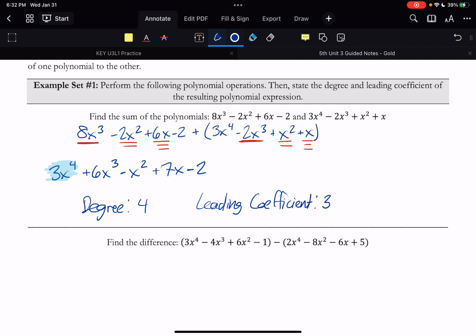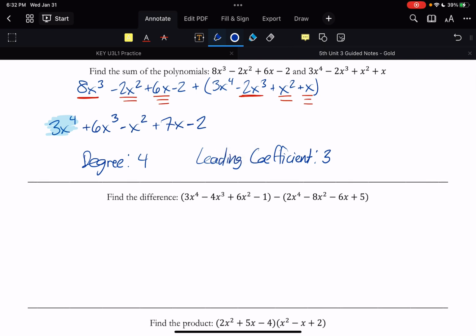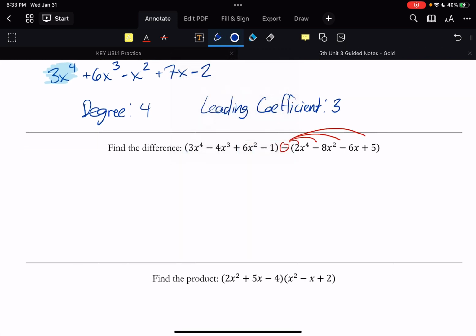So that is how we add polynomials. So finding the difference, subtracting is not any different. The only thing is, again, we're now subtracting. So we have to worry about distributing this negative to each term of whatever polynomial expression is being subtracted. So when I distribute that negative, I get 3x to the 4th minus 4x cubed plus 6x squared minus 1 minus 2x to the 4th plus 8x squared plus 6x minus 5, distributing that out.